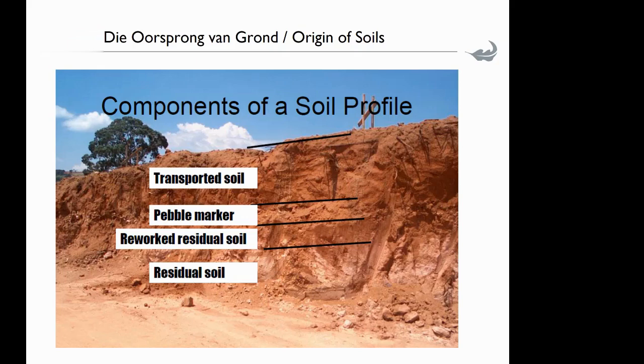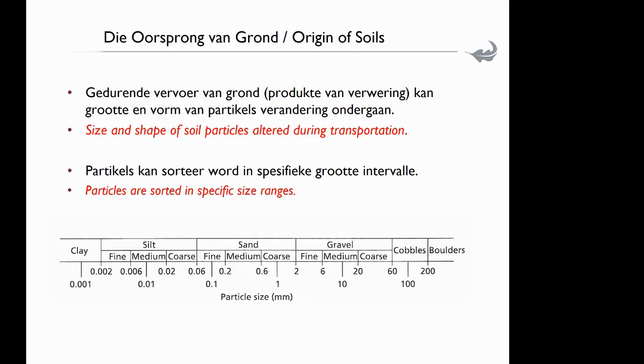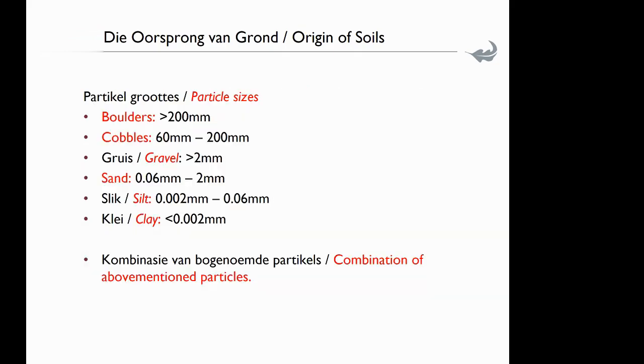Residual soil is, in other words, rock that has weathered in place. It has not been moved by any agent like the transported soils. The size and the shape of the soil particles are altered during transportation, and they are sorted in specific size ranges. There's a little table at the bottom here showing the size ranges, but the following table makes it a little bit easier to understand.